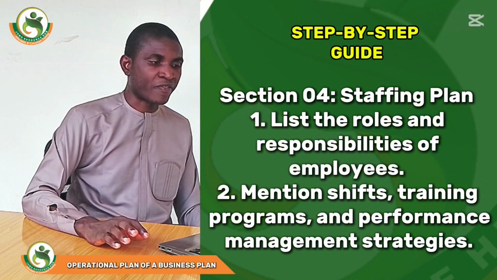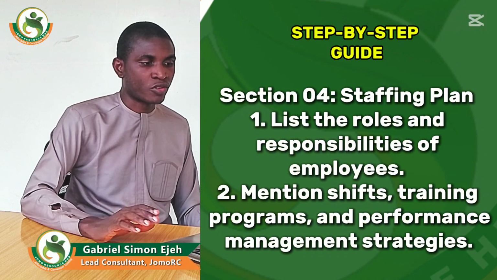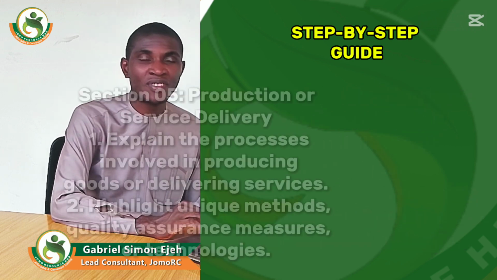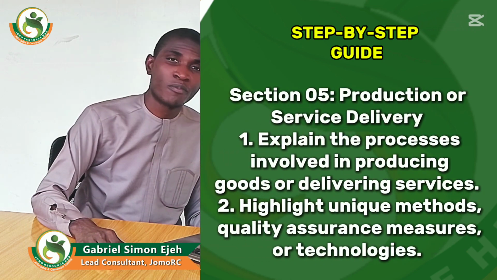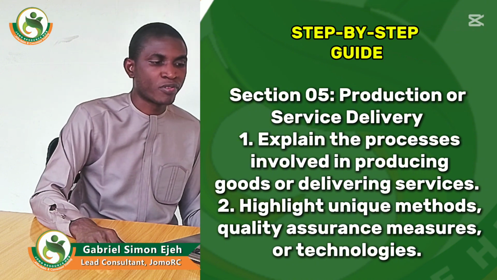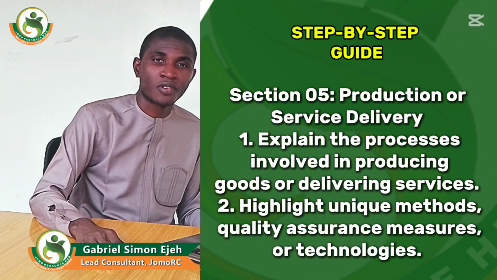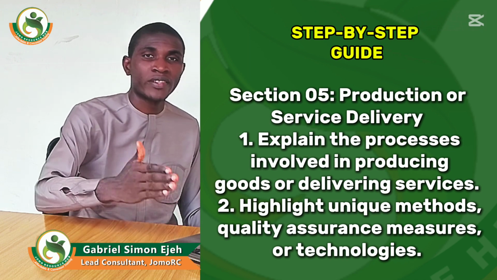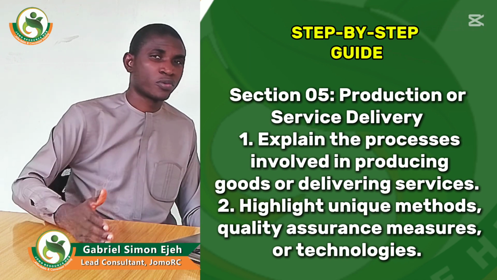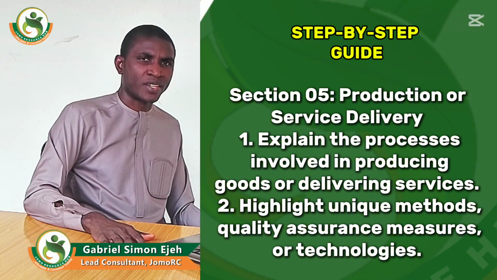Now, once you are done with your staffing plan, the next thing you need to do is what? It is the fifth section, which has to do with your production or service delivery processes. You need to plan your production or service delivery processes. Explain the process involved in producing goods or delivering your services. How are you going to produce it? Stage 1, stage 2, process 1, process 2. Okay, so you need to detail your production process.